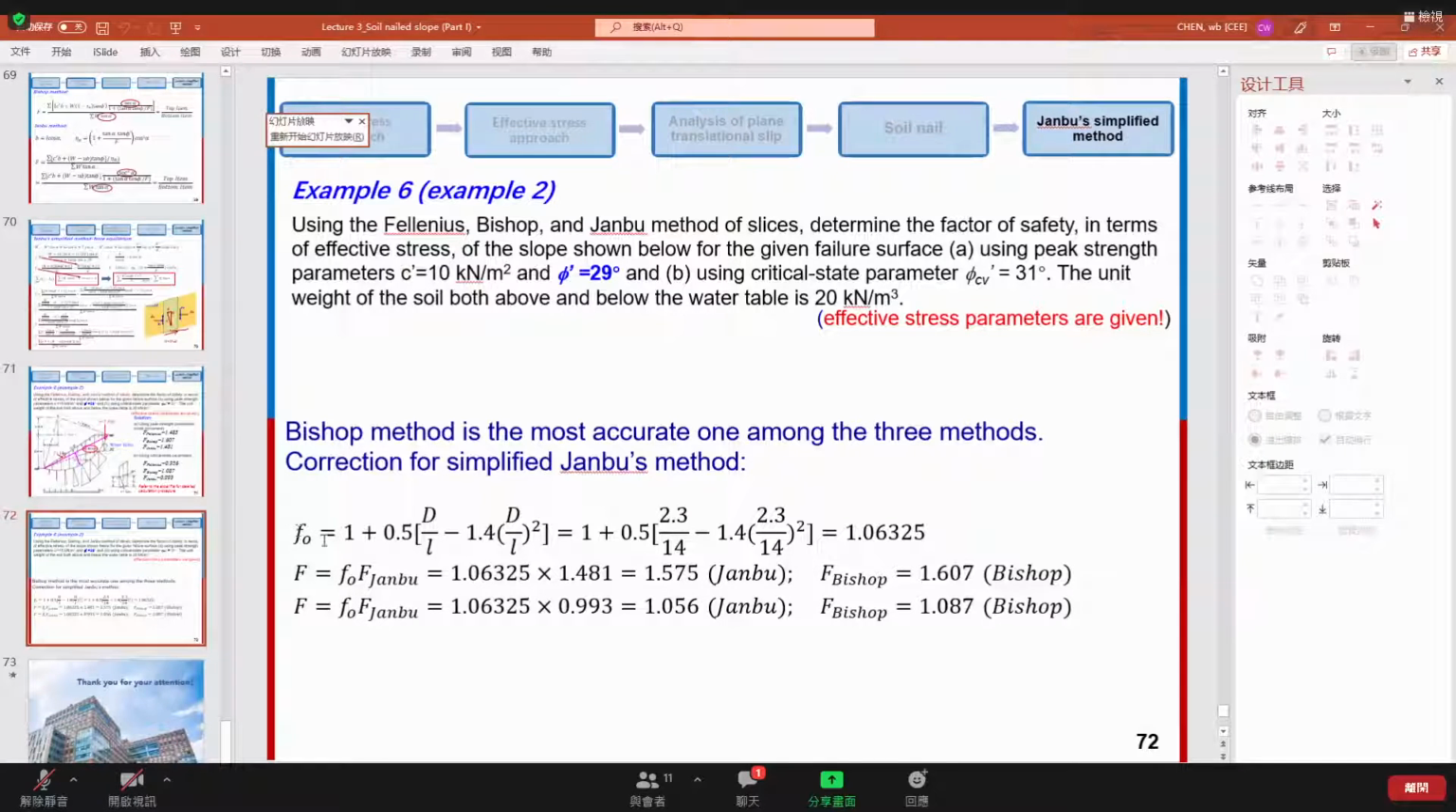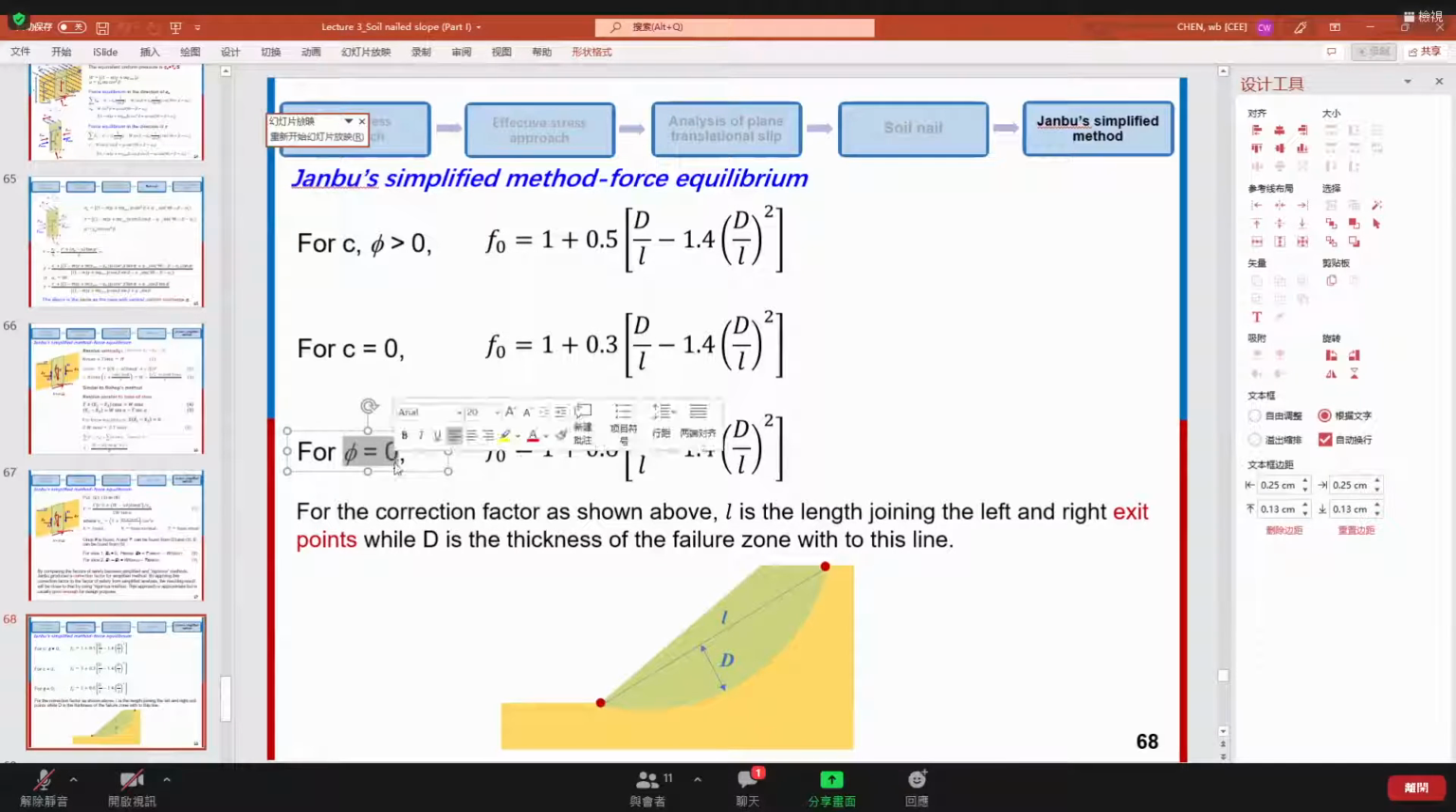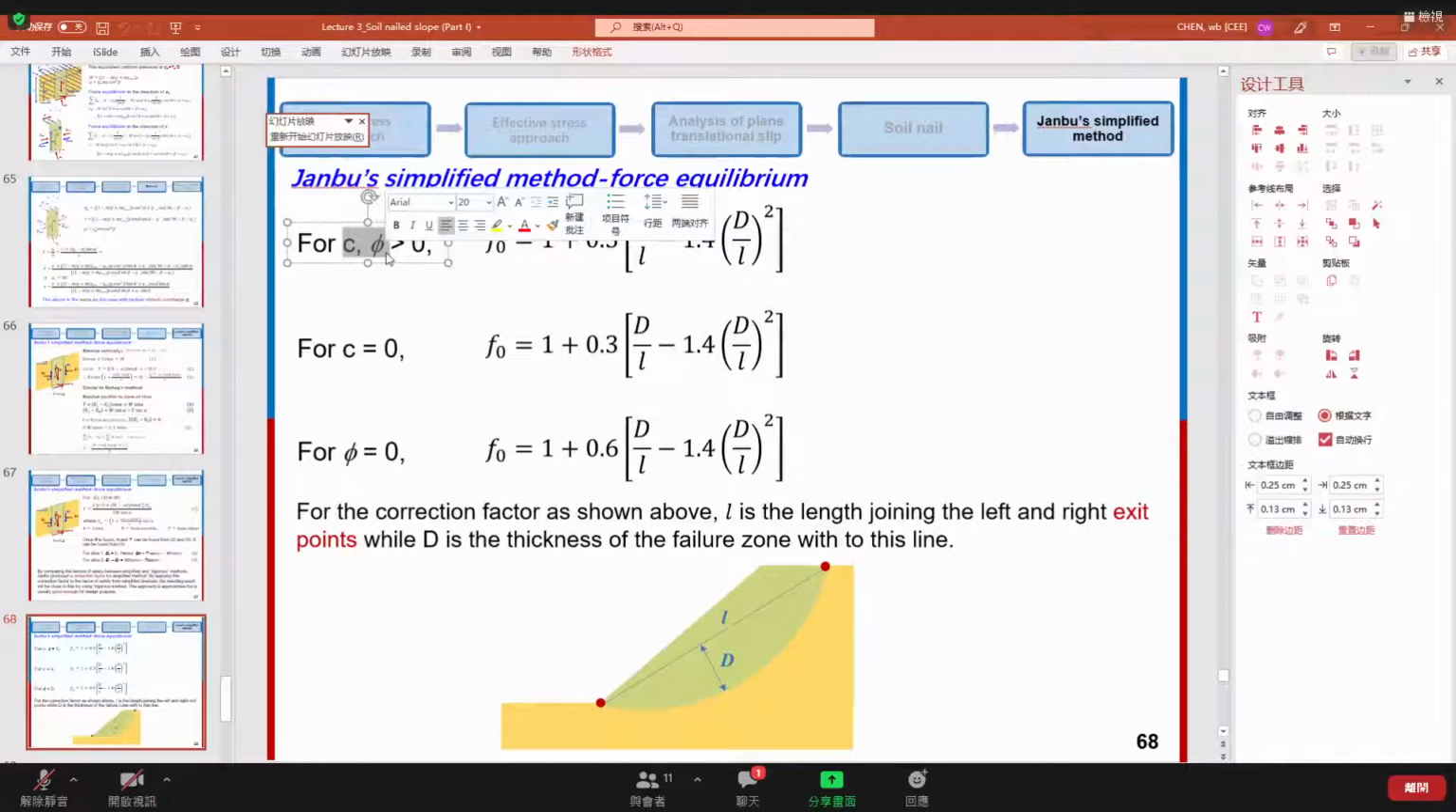D and L, we use this one, and we see this slide again for different conditions. This parameter will be different, right? So for C equal to 0, effective stress. For phi equal to 0, total stress approach. For C and phi larger than 0, it is possibly a critical state, a critical parameter we will use. So for different conditions, we have different correction equations to use, okay?